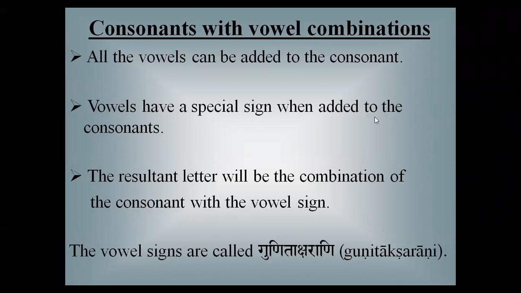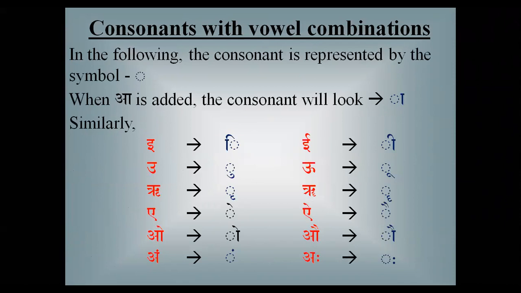And therefore, when you add the vowel to the consonant, the resultant letter will be the combination of the consonant plus the vowel sign. So now you can see here the consonant vowel combination. Here the consonant is represented by the symbol, a circle with the dots. Assume that is a consonant. When the vowel a is added to the consonant, the nether stroke vanishes. That we saw already.